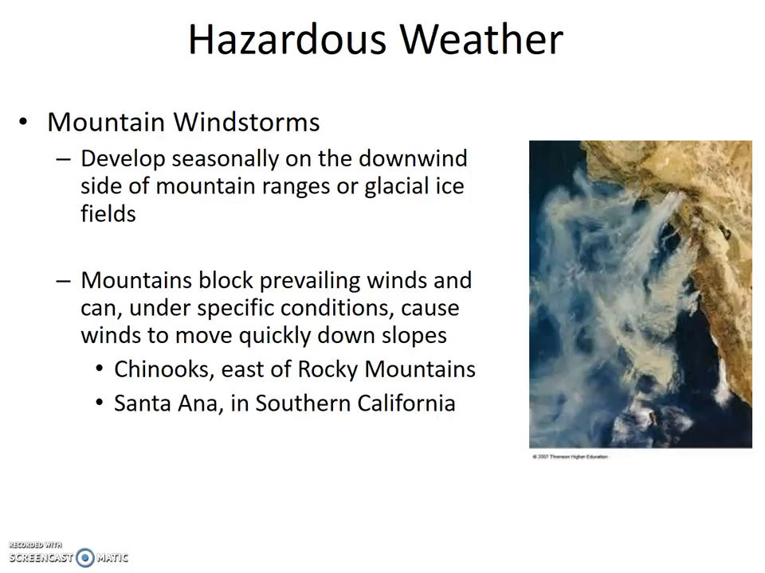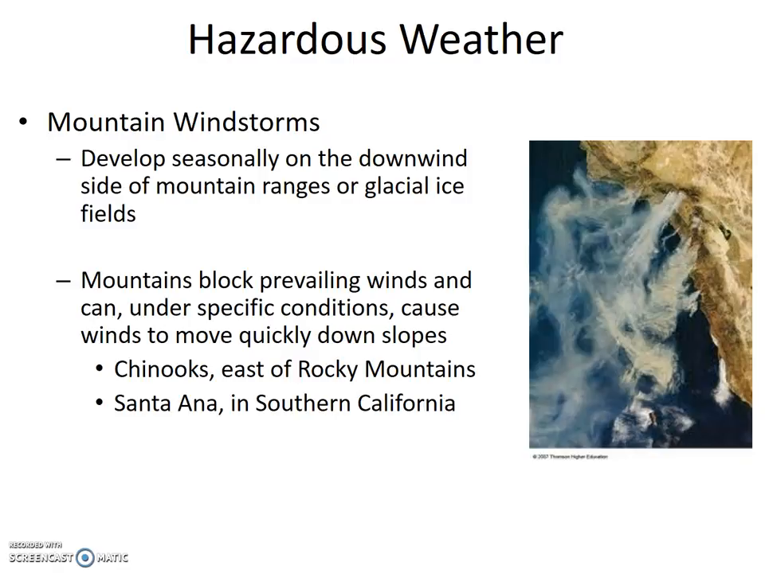Continuing with 9.5, hazardous weather and geographic regions at risk. Another type of hazardous weather are mountain windstorms. They develop seasonally on the downwind side of mountain ranges or glacial ice fields. Mountains block prevailing winds and can, under specific conditions, cause winds to move quickly down slopes.